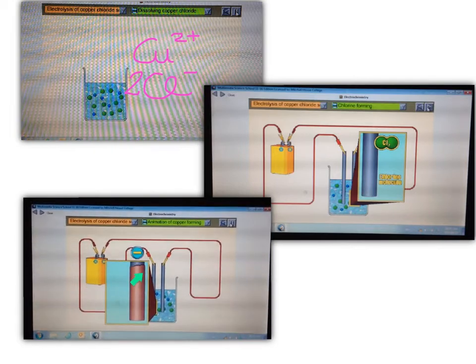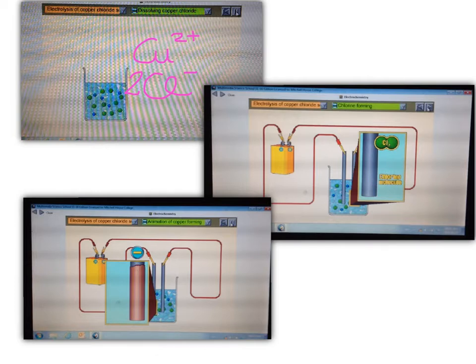And what happens is you get a deposit forming on the outside of that particular electrode. So this electrode, you would have bubbles forming, and they are bubbles of chlorine. They would smell a little bit like a swimming pool. And on this electrode, you would get a layer of copper metal forming.